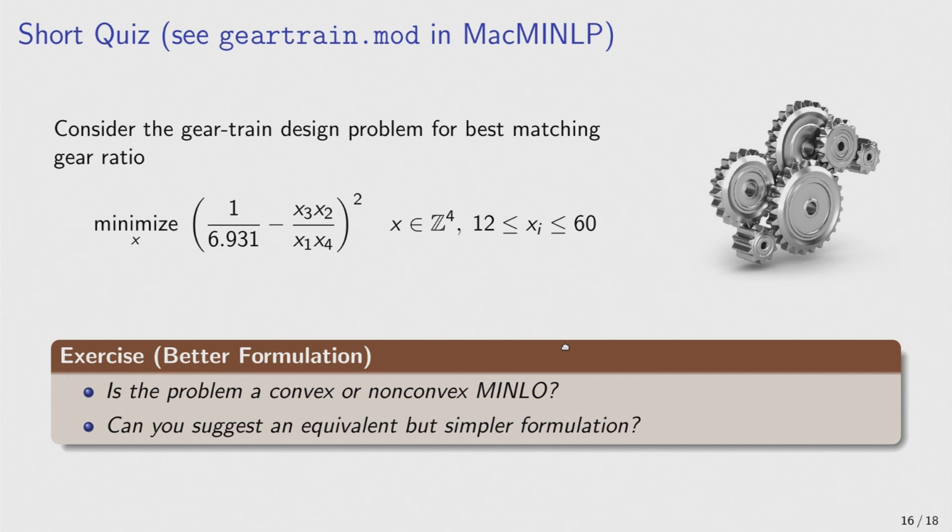Last exercise of the day, and then you can go and have lunch. Gear train design problem. You're given a gear ratio that you would like to achieve, 1 divided by 6.931. That's the number that was in the book where I got this from. The way to get there is you translate x3 to x1 and then x2 to x4, and you gear them together. But your gears must have an integer number of teeth, so you can't have continuous gears.